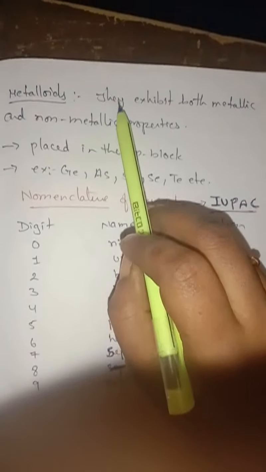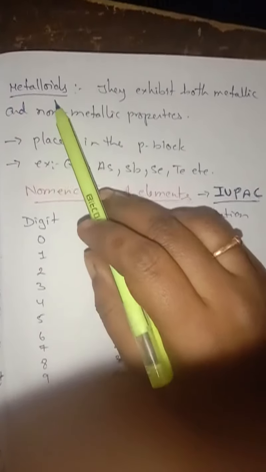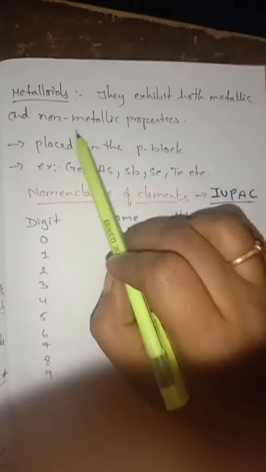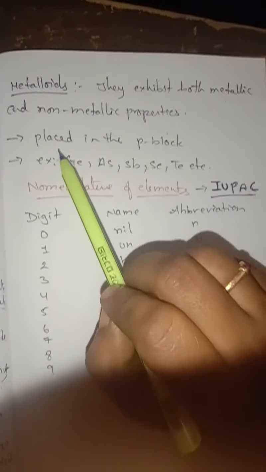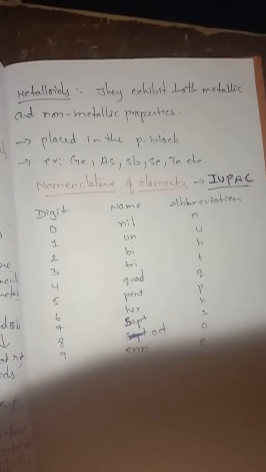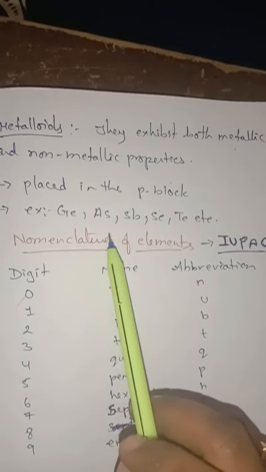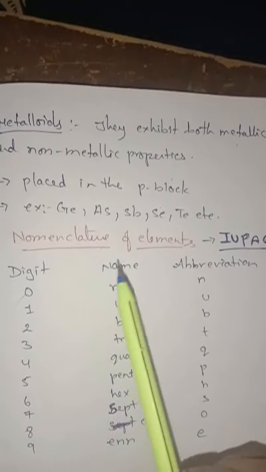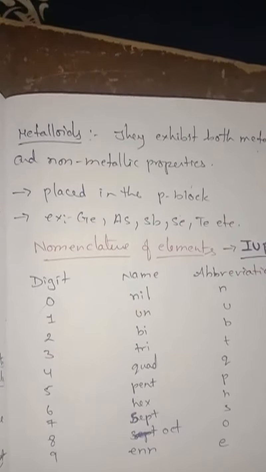Okay, next comes metalloids. So metalloids exhibit both metallic and non-metallic properties. Okay, metalloids are present between the s and p block. Most of them are placed in p block elements. Some examples, here I have given: germanium, arsenic, and tellurium, etc. Okay, these are some examples of metalloids.